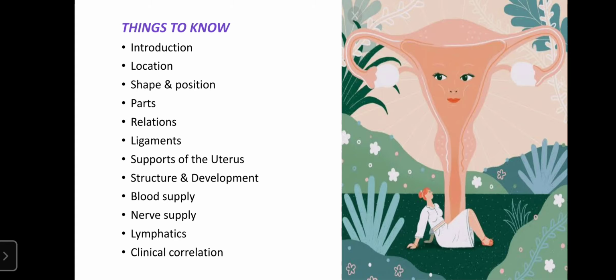Our objectives for today will be an introduction to the genital organs and uterus in specific, location, shape and position, the parts of the uterus, relations, ligaments, supports of the uterus, structure and development, the blood supply, nerve supply, lymphatics, and finally, a few clinical correlations.